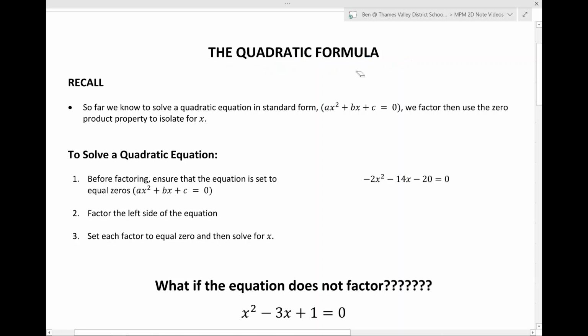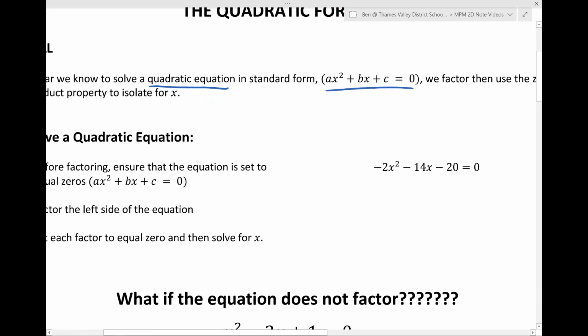So we already know how to solve a quadratic equation if we're working in standard form. We factor it, we set those factors equal to 0, and then we isolate for x. As a quick example, we should be able to handle something like this here. Let's try factoring this. Now we could factor this as a complex trinomial, but it's even easier to first try and find a common factor, and here we can find a common factor of -2, leaving us with x squared plus 7x plus 10.